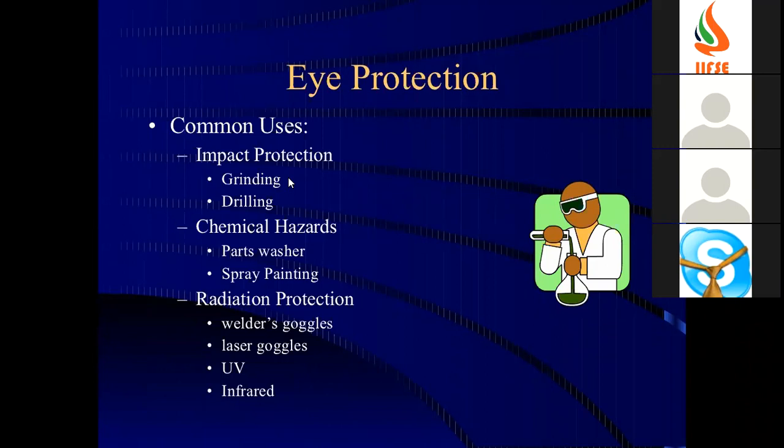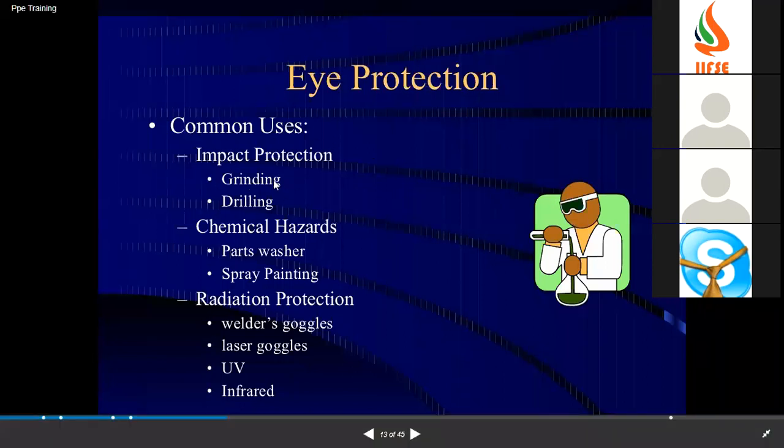Is it an entanglement hazard? ENT, entanglement. I, impact, means some rotating equipment had an impact with you. Contact means the person comes in contact with a particular surface, a hot surface maybe. Ejection means pieces coming out. So impact protection, grinding and drilling: for impact protection they'll be using hard eye gear or full face protection. Okay, fine. Chemical hazards, parts washers, spray painting.